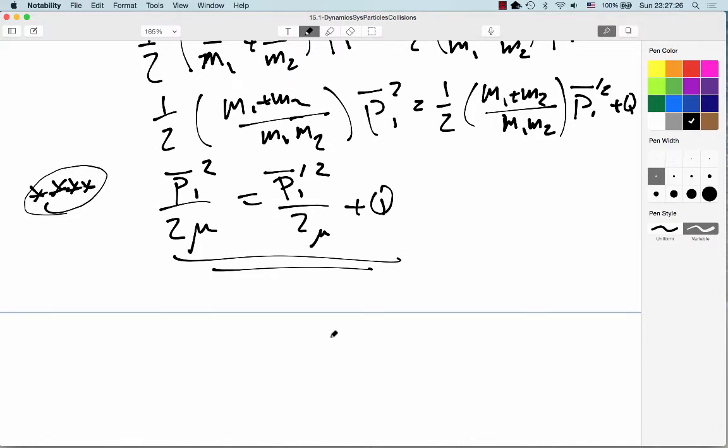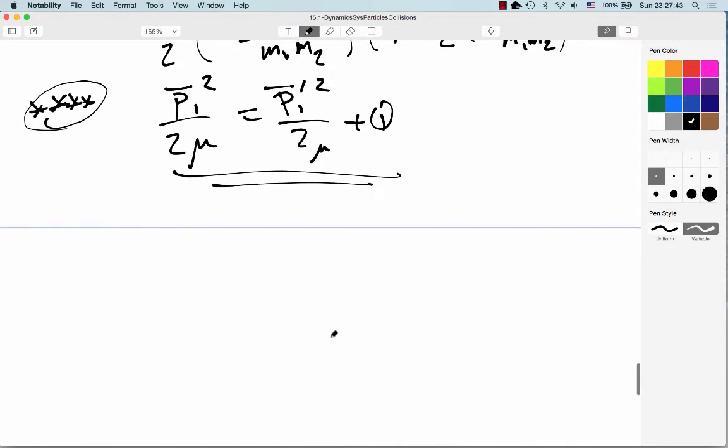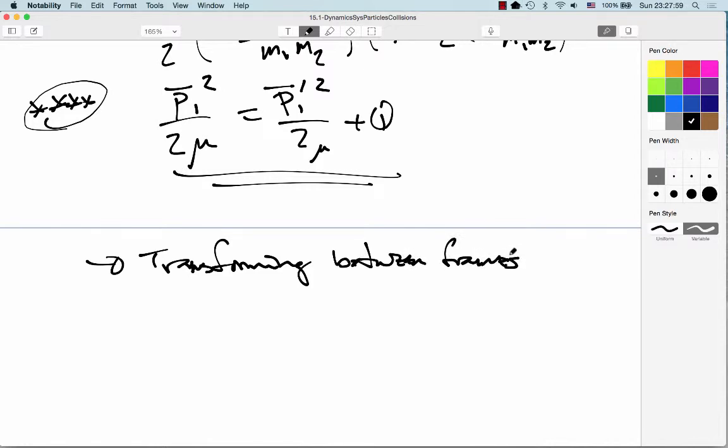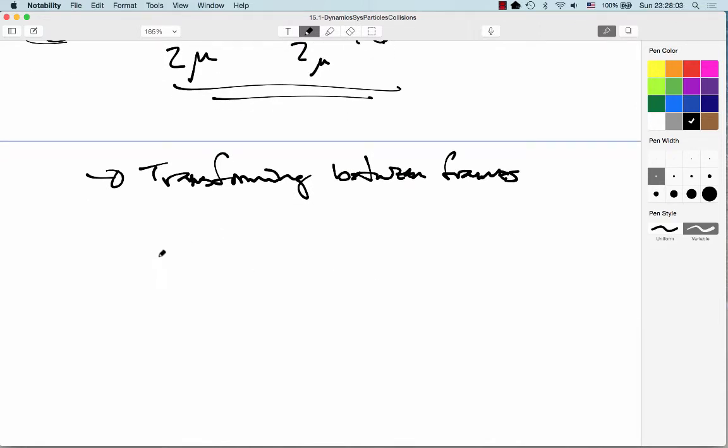When you get to your Q from theory or whatever, it's a lot easier to figure this all out in the center of mass frame. But now we need to figure out how to boost back. So transforming back, and often we call these transformations boosts. So the center of mass velocity, we remember, is equal to m1 v1 over m1 plus m2.